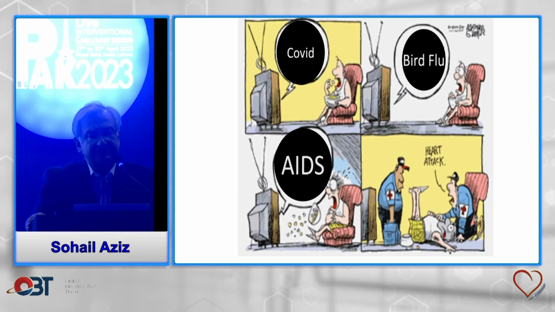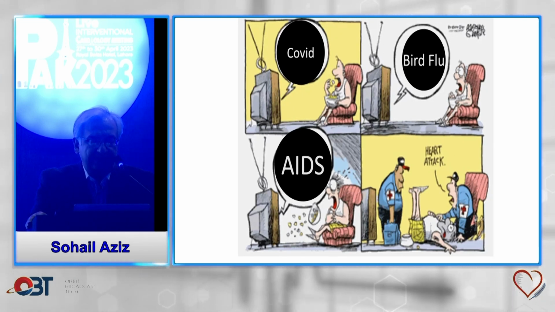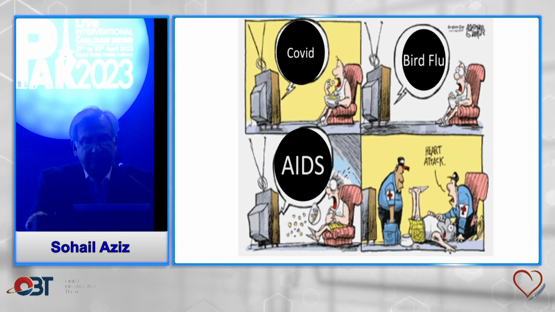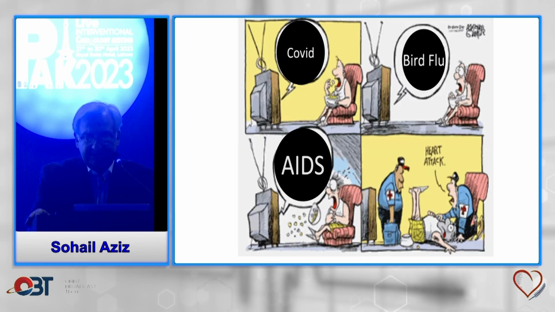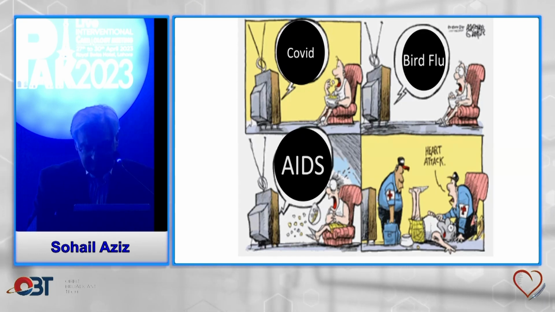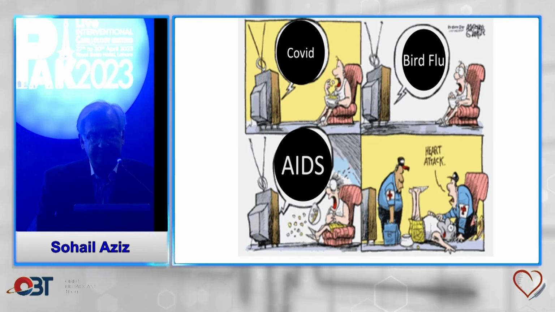So we've had so many fears and phobias going around about COVID and bird flu and AIDS and so forth. But in the end, it all boils down to coronary heart disease, the number one killer. And that is the real big effect it has on the economy and lives of people.